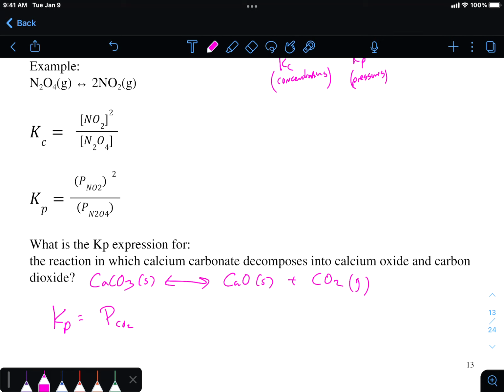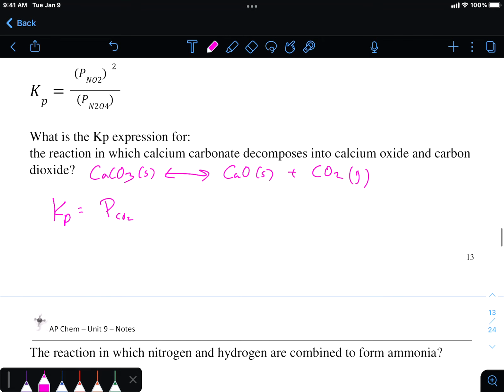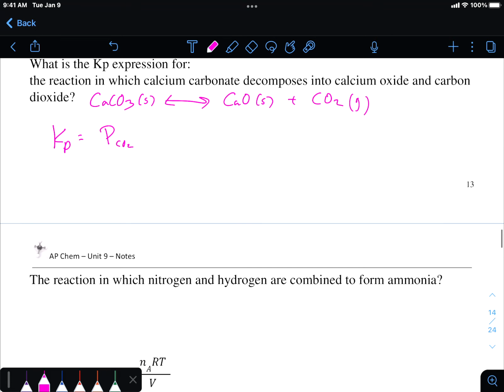In this case, that's all the Kp is. It's going to be equivalent to what the pressure of the CO2 is. Right? Because you have to exclude condensed states. You cannot use pressure values for solid states. You can't use pressure values for liquid states. Right? That's the same rule as with all equilibria. Okay? Let's try another one.